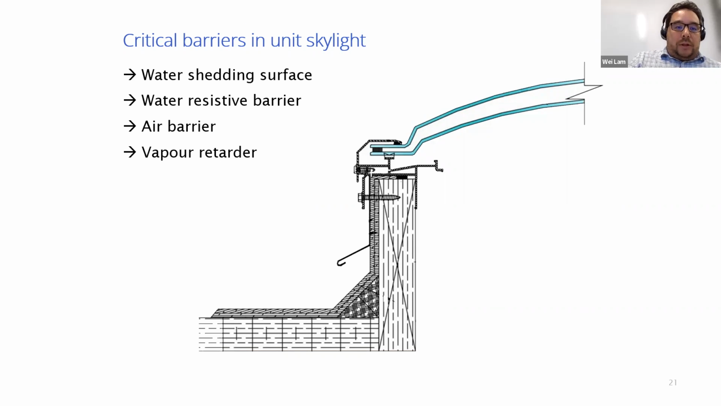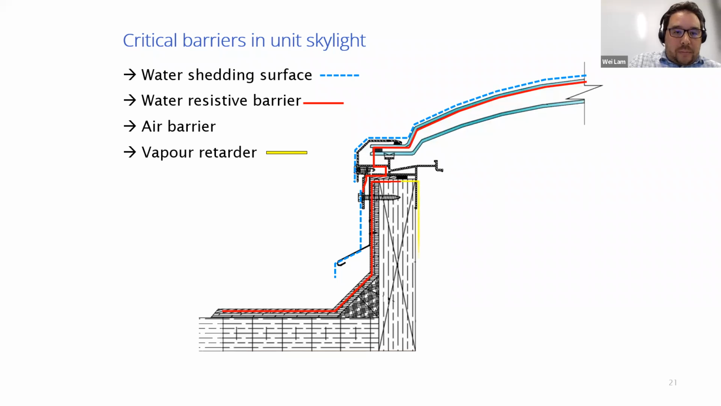If we look at a typical unit skylight, we'll cover a couple of the barriers here. The water shedding surface is this surface, this bubble surface here, over this bubble unit skylight. You see it in the dash blue there. The water resistive barrier is located in a very similar plane, but not quite exactly the same. And so this is the plane that is controlling water that manages past the water shedding surface.